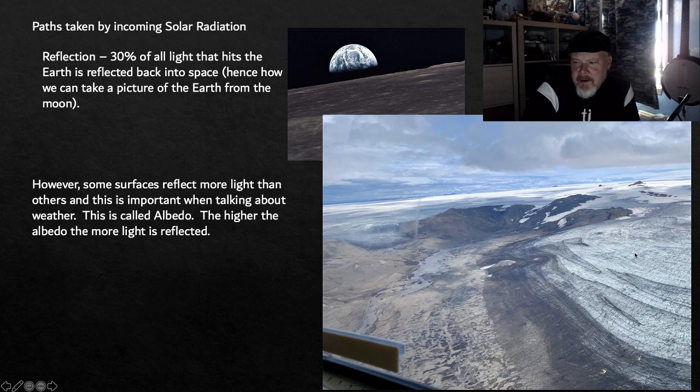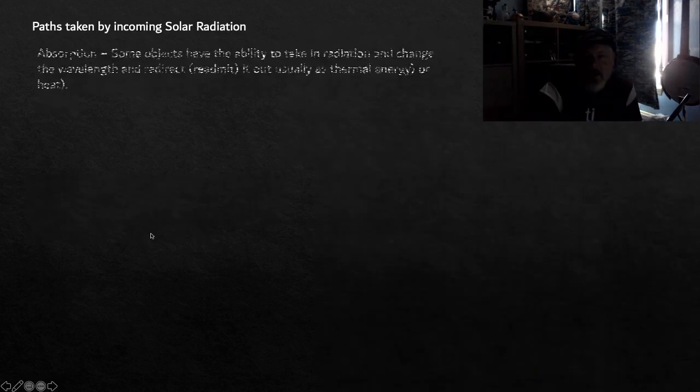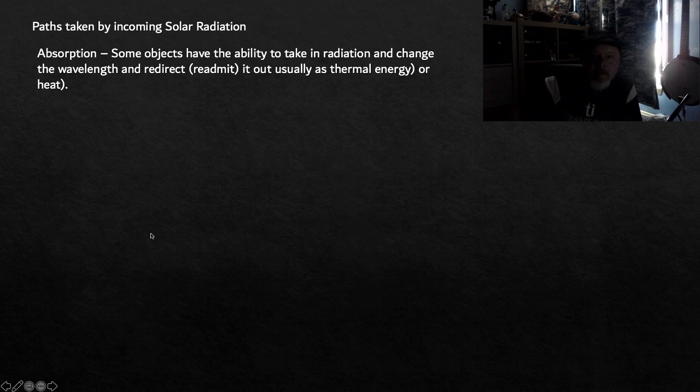And what's happening here is, in this case, you've got a white surface, and that's reflecting a lot of light. We call that albedo. And the higher the albedo, that means the more light that's being reflected. The black rock, on the other hand, has a low albedo, which means it's not reflecting the light. What it's actually doing is absorbing that light. Absorption is where an object has the ability to take in that radiation and re-emit that wavelength as a different type of energy, thermal energy.